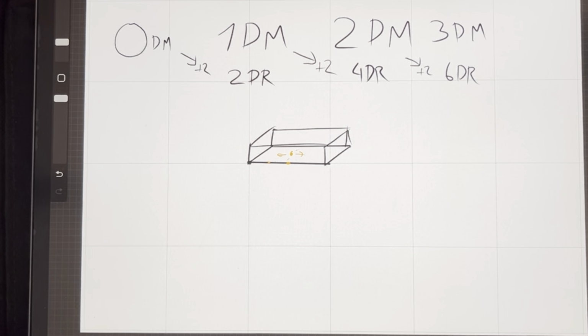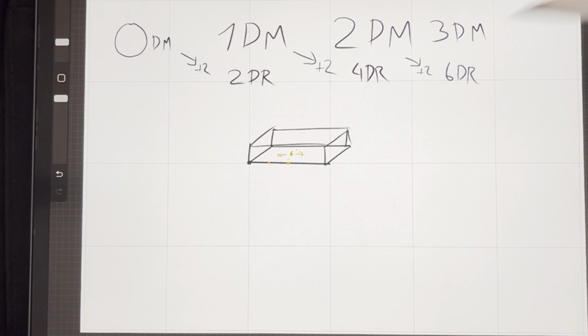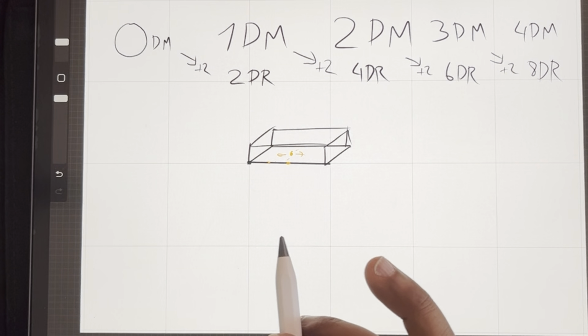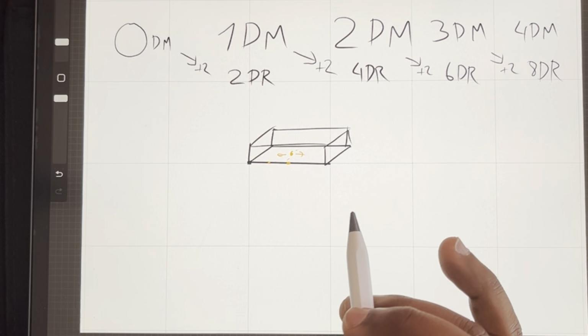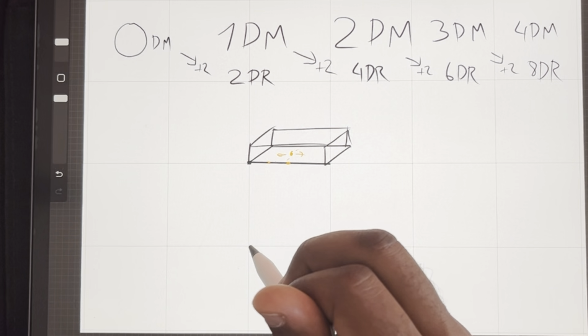So this looks to me like a formula for what happens when you go to a higher dimension. You're always adding two directions. Therefore, for the fourth dimension, we can predict that it's again +2, that we have eight directions in a four-dimensional world. And to visualize the four-dimensional world, I have to go back to the zero dimension.